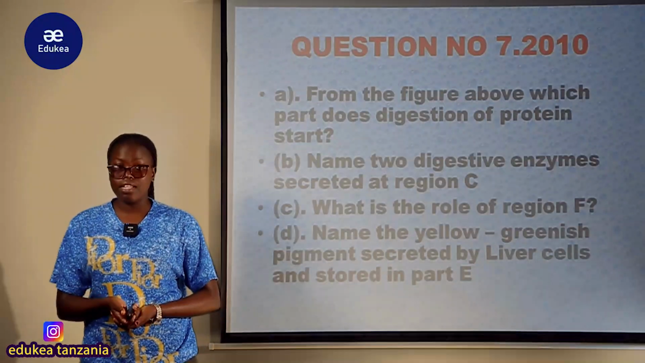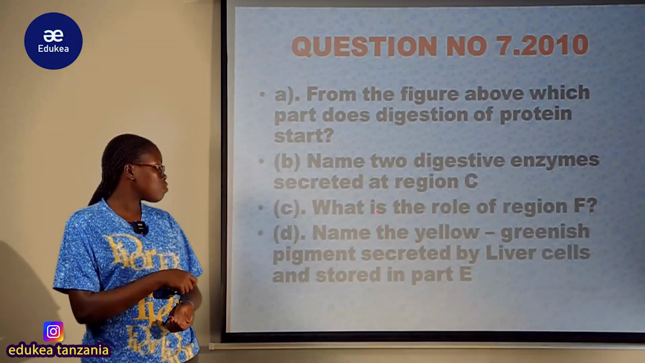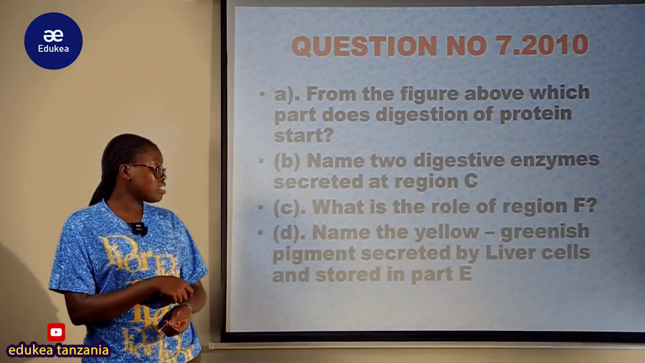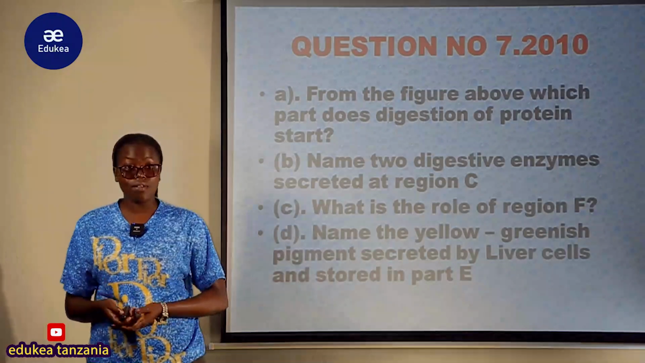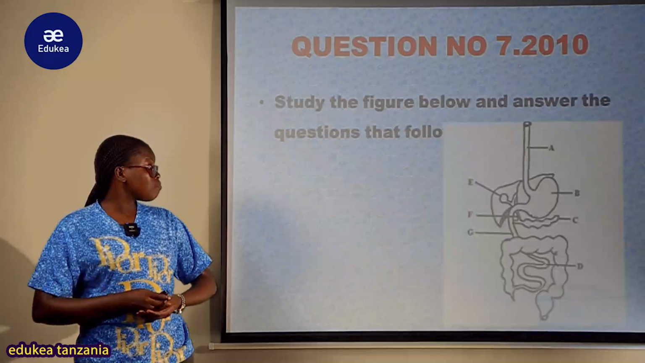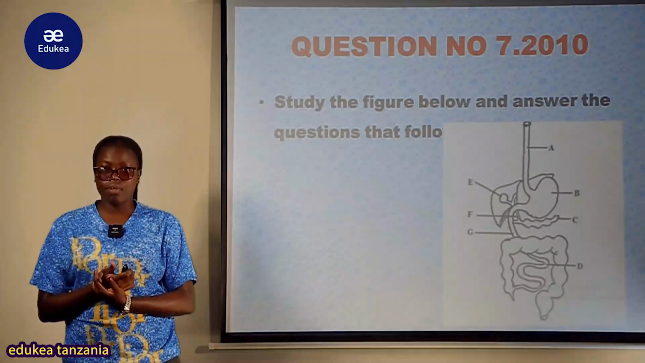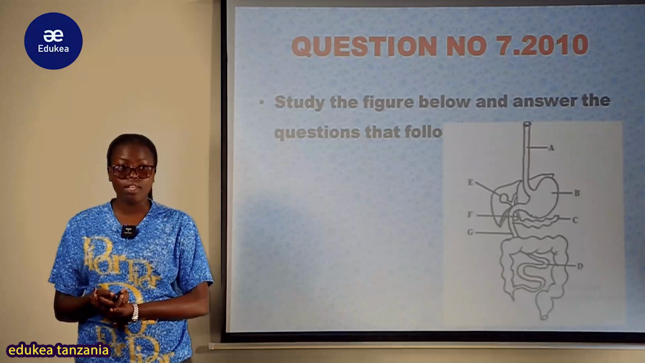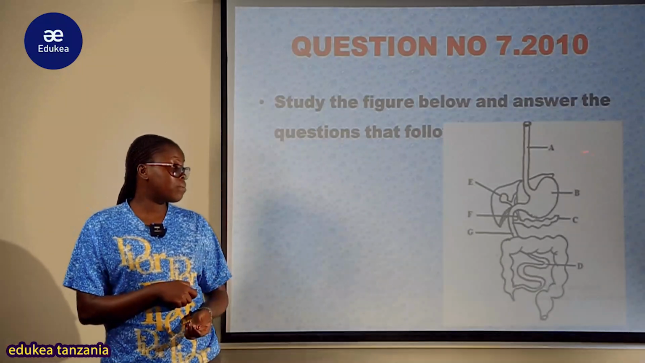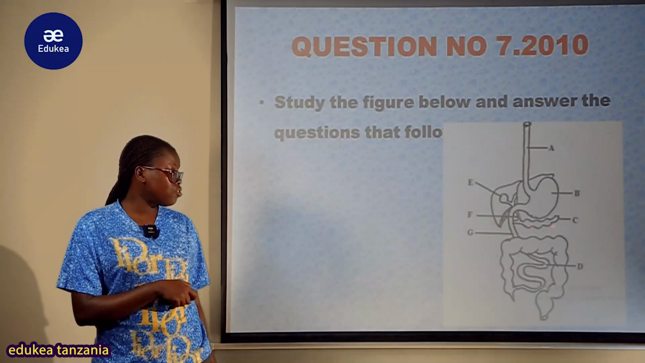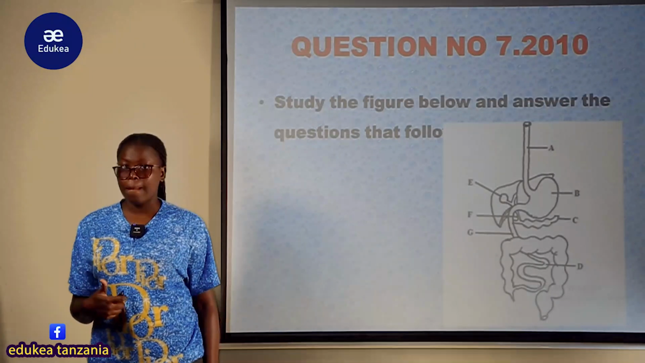Region F ina role gani? Na D, unatakiwa uname the yellow greenish substance or pigment secreted by the liver cell and stored in part E. So this is a diagram. Hii hapa. Kwanza to label this diagram. Kabla tuweza kujibu maswali lazima tujue Roman A ni nini, Roman B ni kitu gani, Roman C ni kitu gani, F ni nini, E ni nini, G ni nini na D ni kitu gani.